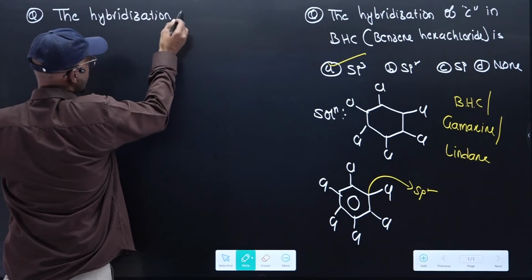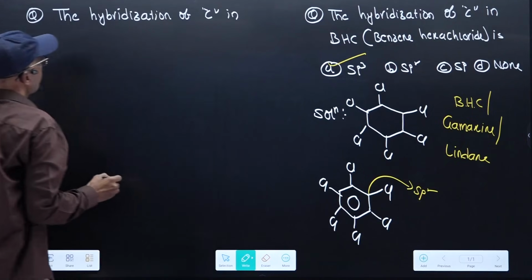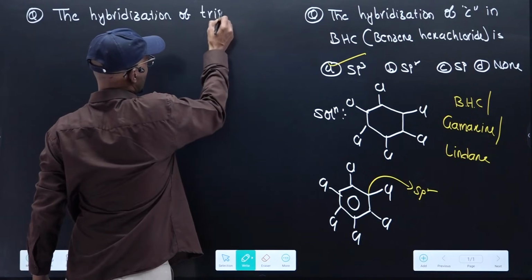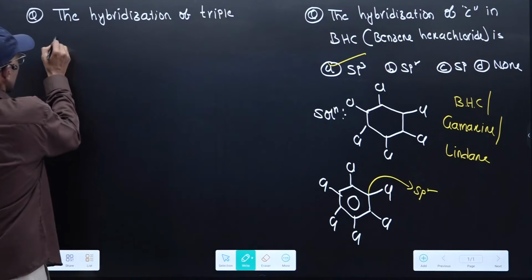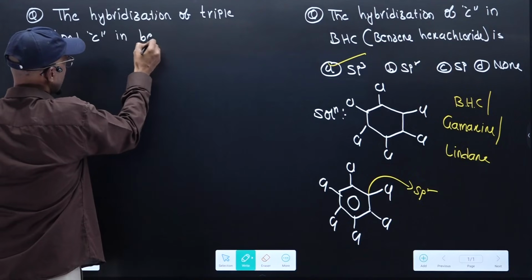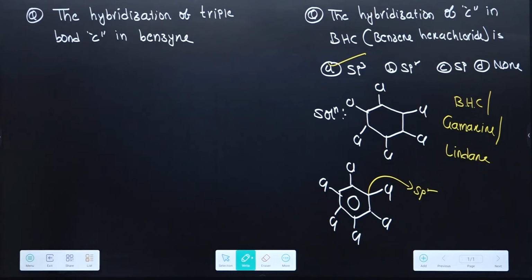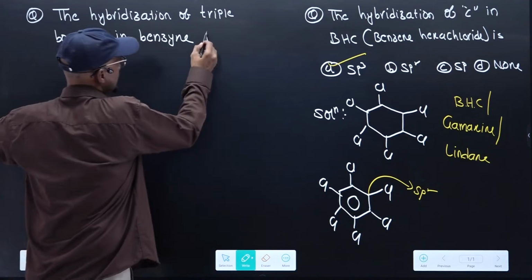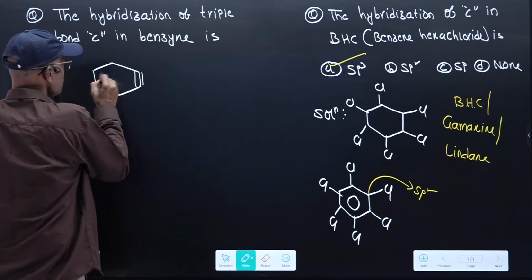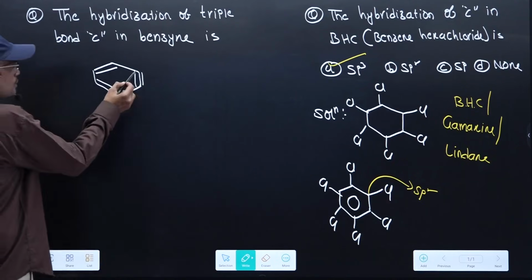The hybridization of carbon in, you write triple bond carbon, in benzene. It is not benzene, benzene is... I will write the benzene structure. This is a triple bond and this is a double bond. This is benzene. So what is the hybridization of these carbons I am asking?